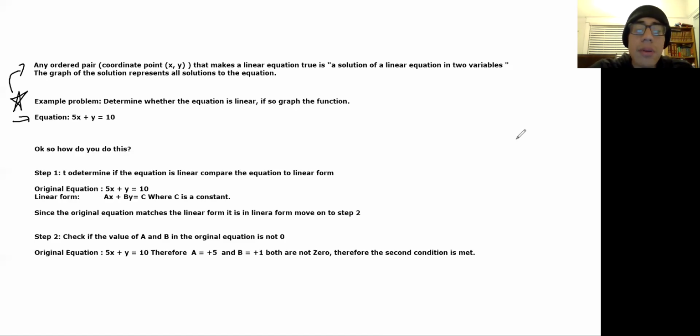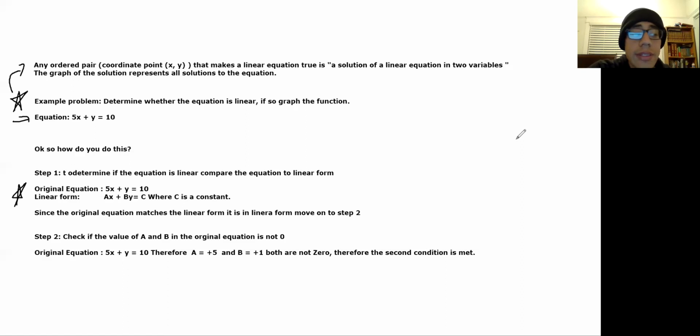However, before I go into that, let me explain to you how they want me to explain it, right? The way that you can use it is to compare it to the linear form, right? So here we have step one. To determine if an equation is linear, compare that equation to linear form. Notice how I have the original equation written there, 5x plus y is equal to 10. And right underneath it, I wrote the linear form, ax plus by is equal to c, where c is a constant. Remember, a constant just means that it doesn't change. That means it's just a regular number.